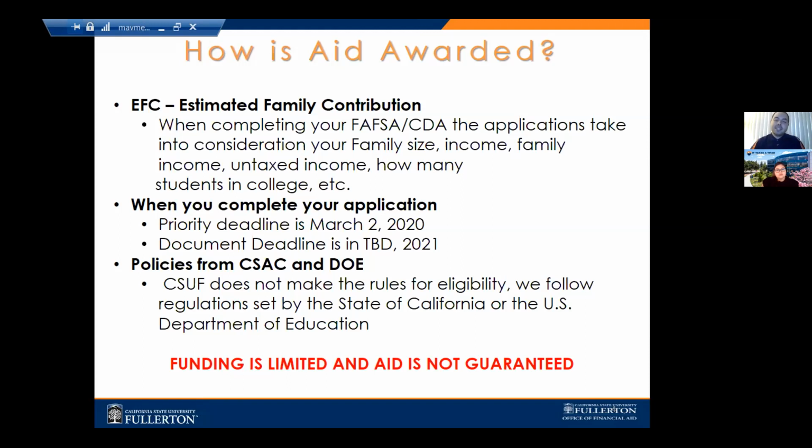And lastly, funding is limited and it isn't always guaranteed to students. So what that means is that, for example, if you submitted all of your documents by the priority deadlines, you submitted your application by the March 2nd deadline, then there are certain grants like the State University Grant that are very limited on funding and dependent on how much funding our university receives from the state, from the Chancellor's office. And unfortunately, even all students who are eligible for this grant aren't always able to receive it due to the limited availability of the grant funding. So that's what we mean by funding is limited.